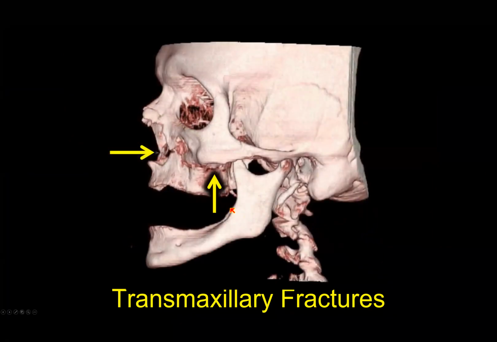So here's an actual case that correlates nicely with that graphic. We have a lateral view of a 3D reconstruction, and we see that horizontal plane fracture of a transmaxillary fracture, or a Lefort type 1, that's going back posteriorly.